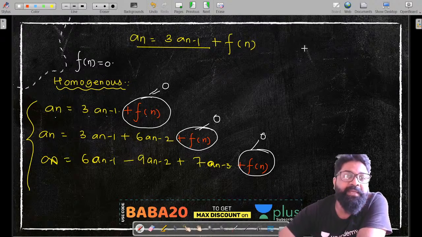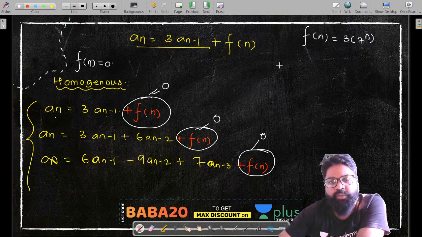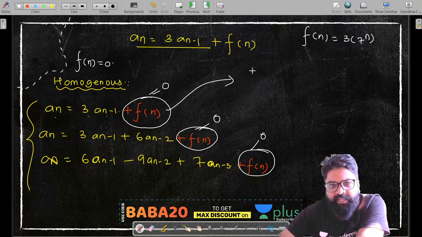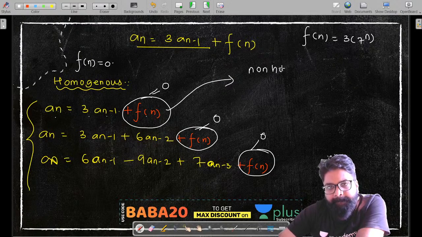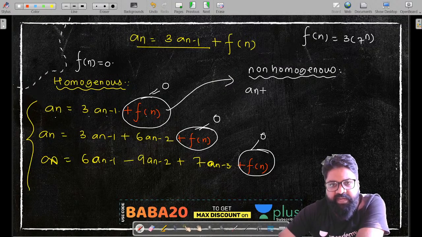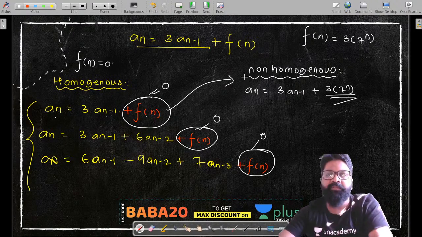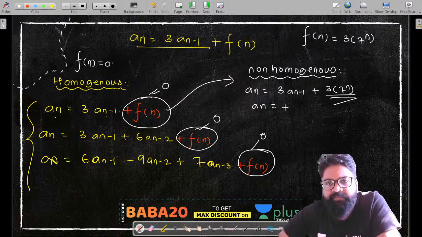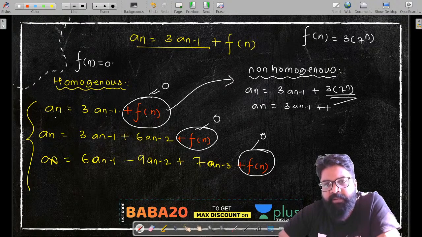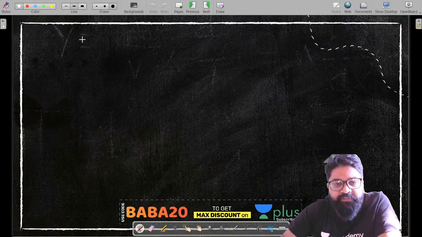When f of n will be something different, if I write 3 of 7 raised to n, and I want to make this whole thing a non-homogeneous equation, then I will write a of n equals 3 times a of n minus 1 plus 3 of 7 raised to n. Let's consider this is one type of non-homogeneous equation. Another type: a of n equals 3 times a of n minus 1 plus n plus 2. This is another non-homogeneous equation. Or there are different types of non-homogeneous equation.